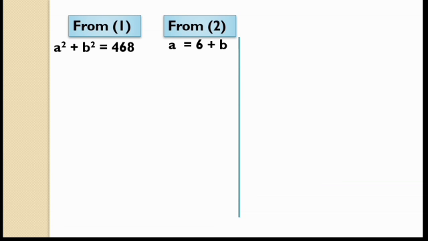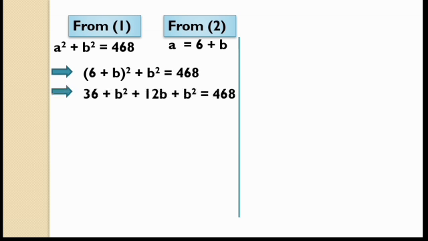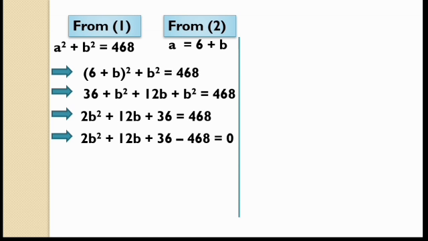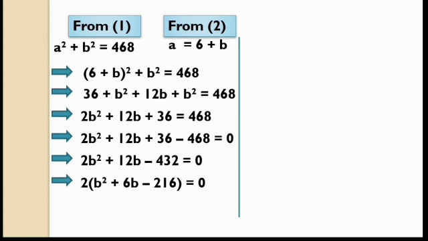We will substitute this value in equation number 1, and we will get (6 plus B) whole square plus B square equal 468. Now we will use here the first identity, (A plus B) whole square, and we will get 36 plus B square plus 12B plus B square equal 468. After simplification, we will get 2B square plus 12B plus 36 equal 468. 2B square plus 12B plus 36 minus 468 equals 0. 2B square plus 12B minus 432 equals 0. We can take 2 common, and we will get B square plus 6B minus 216 equals 0.